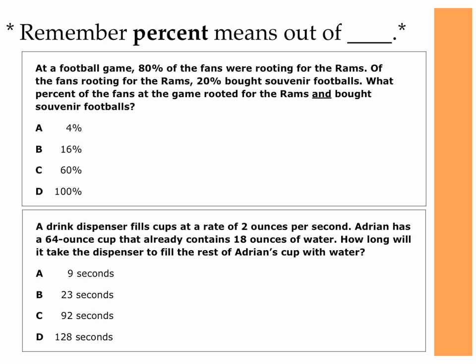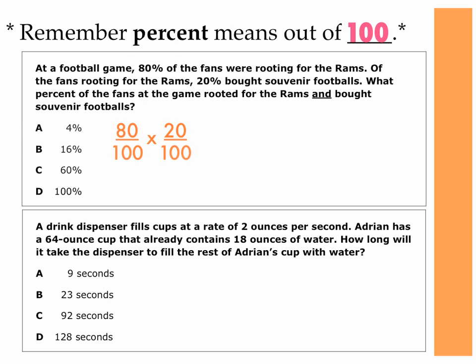Remember, percent means out of 100. This first example said that at a football game, 80% of the fans were rooting for the Rams. Of the fans rooting for the Rams, 20% bought souvenir footballs. What percent of the fans at the game rooted for the Rams and bought souvenir footballs? One of the key words here is "of" in "of the fans rooting for the Rams." Anytime we see the word of, we can think multiplication. So if percent means out of 100, I need to multiply these two percentages.